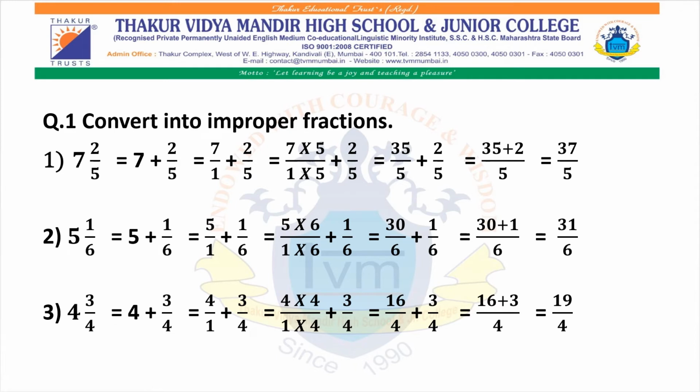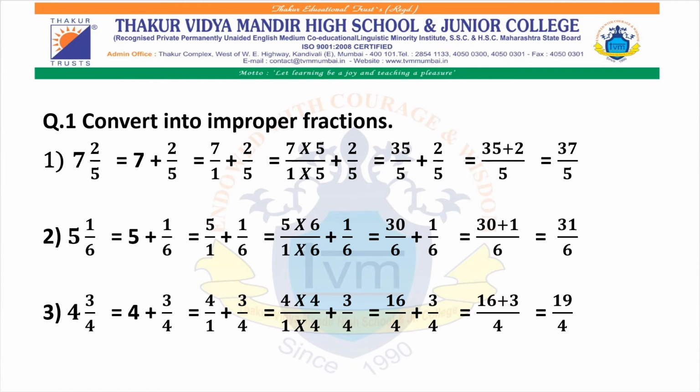Next, 4 3 upon 4, which is equal to 4 plus 3 upon 4. Again, 4 will be converted as 4 upon 1 plus 3 upon 4. Again you have to convert 1 into 4 for the equal denominator. So the entire fraction 4 upon 1 will be multiplied with 4. 4 into 4 upon 1 into 4 plus 3 upon 4, which is equal to 4 4s are 16 upon 4 plus 3 upon 4.